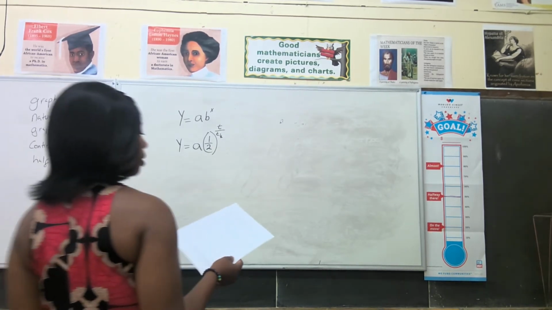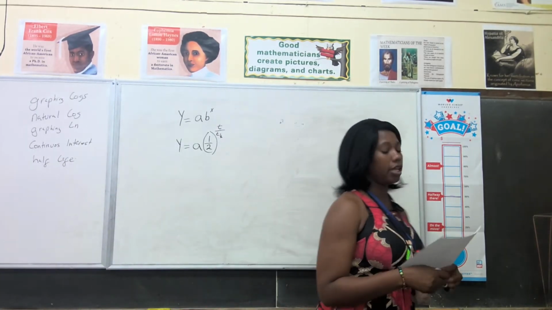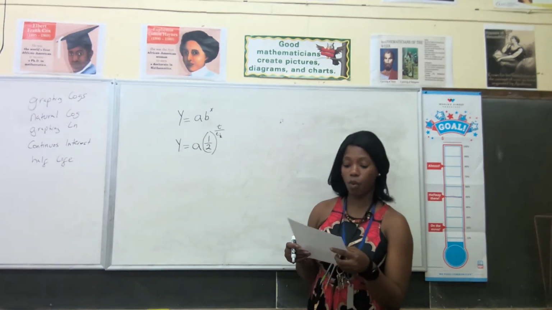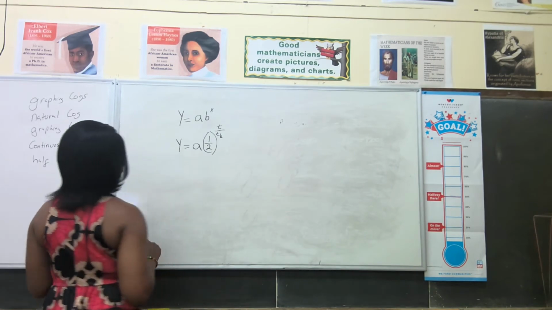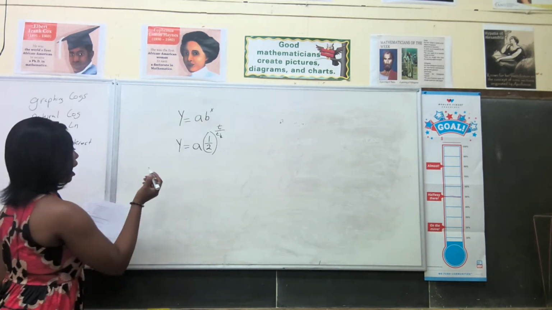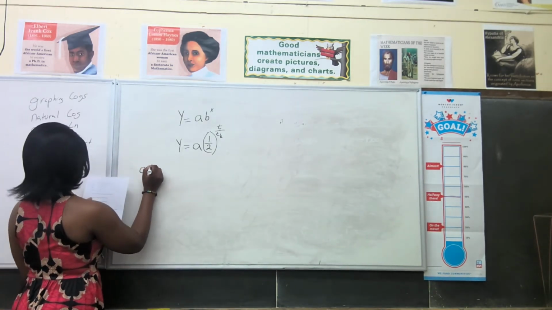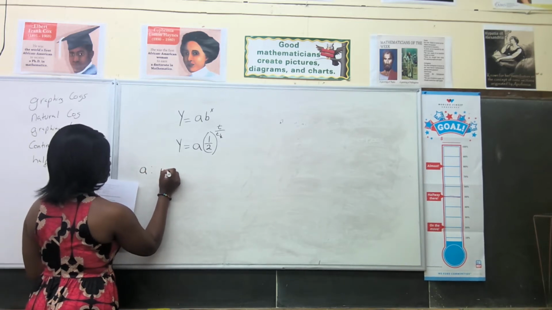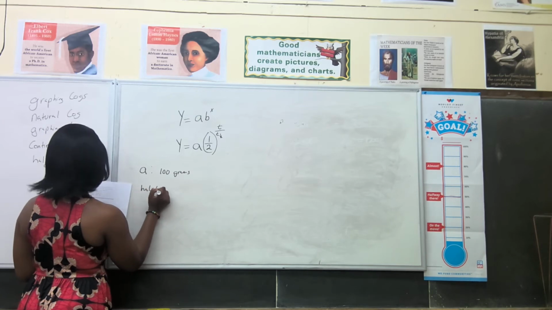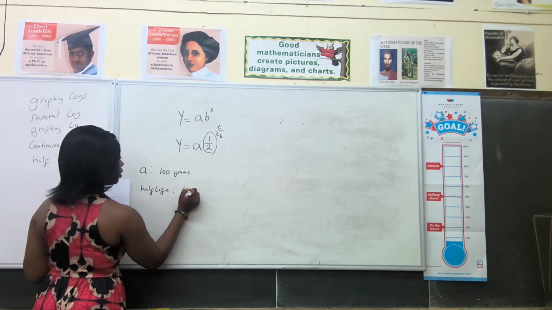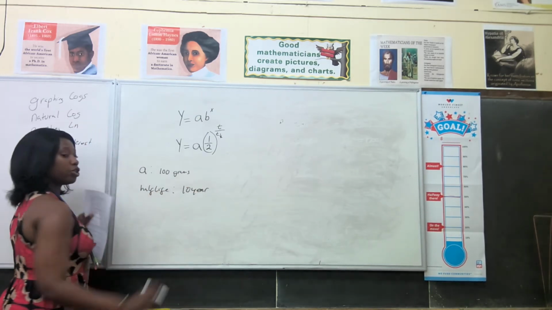So now here's some examples using the half-life formula. Let's say, for example, you have 100 grams of a radioactive isotope with a half-life of 10 years. So your initial value, A, is 100 grams, and the half-life is 10 years. That means every 10 years you lose half of it.